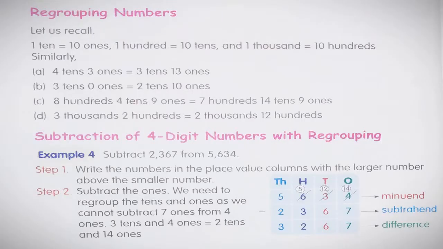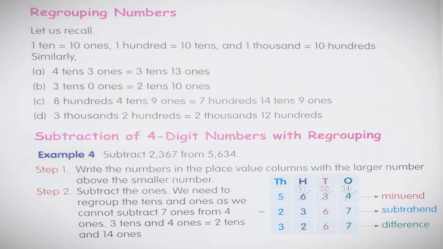Now regrouping numbers. Let's recall. 110 equal to 10 ones. 110 का मतलब क्या होता है, 10 ones. 100 equal to 10 tens. 100 का मतलब 10 tens. And 1000 equal to 10 hundreds.